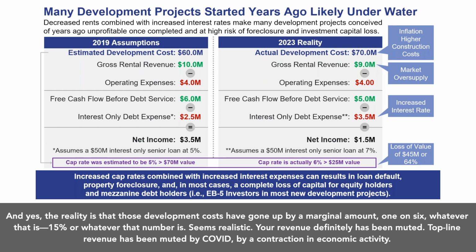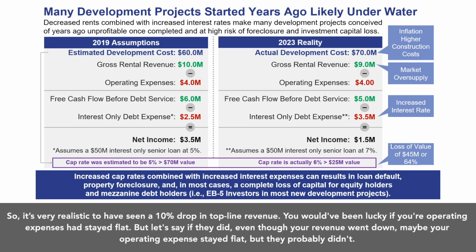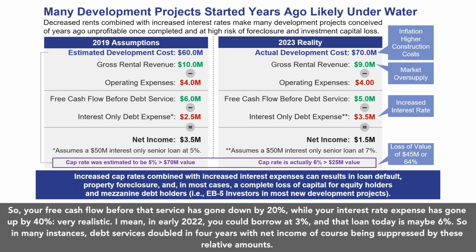Your revenue definitely has been muted. Top line revenue has been muted by COVID, by a contraction in economic activity. So it's very realistic to have seen a 10% drop in top line revenue. You would have been lucky if your operating expenses had stayed flat, but they probably didn't. So then your free cash flow before debt service has gone down by 20%, while your interest rate expense has gone up by 40%. Very realistic.